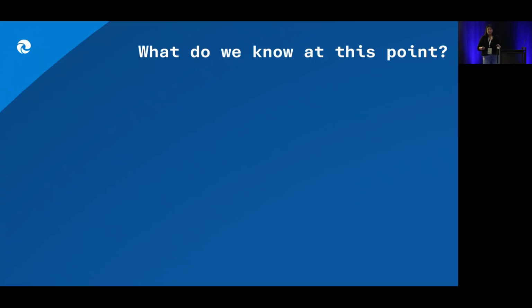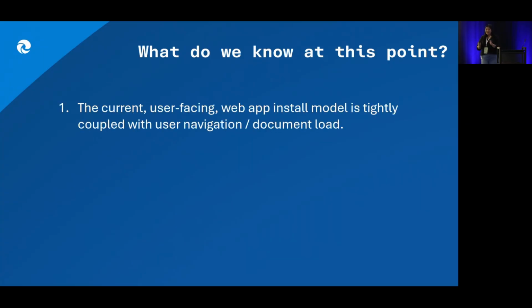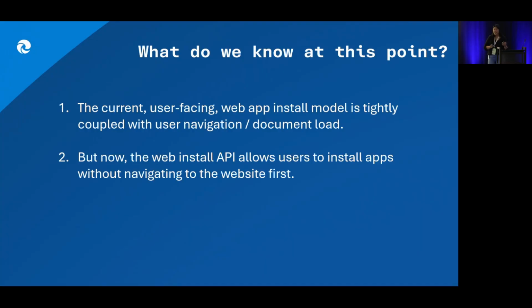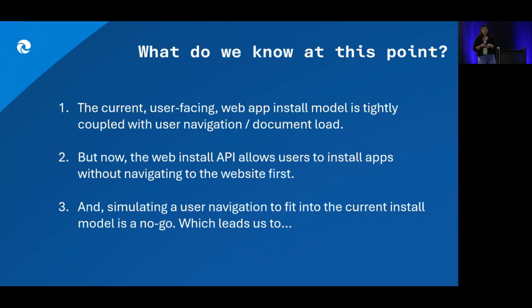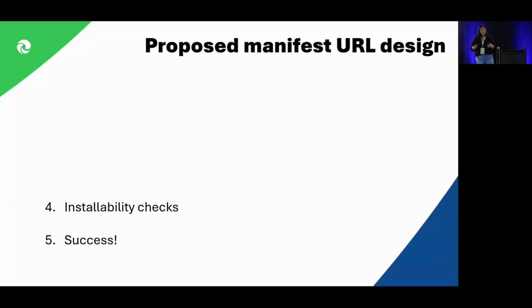That was a lot of information. To quickly recap, the current user-facing web app install model is tightly coupled with user navigation and document load. But now, the Web Install API is enabling users to install apps without navigating to their website first. And simulating a user navigation to fit into the current install model is a no-go, which leads us to a manifest-first install proposal. Now, the TLDR here is the manifest is just a JSON file.